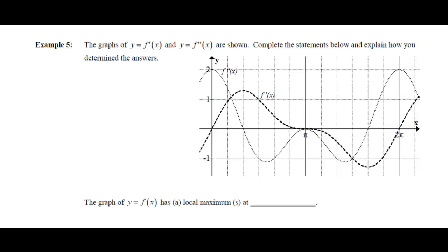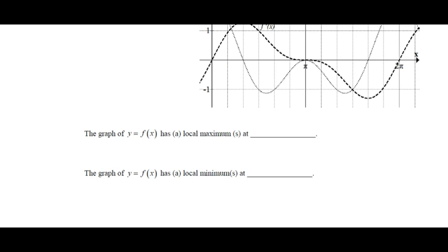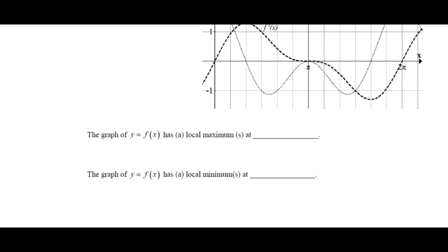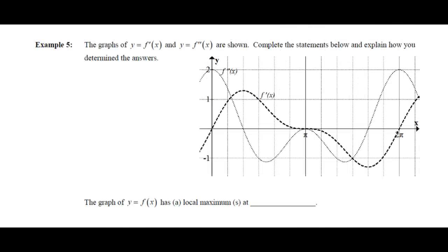So the graphs of f prime of x and f double prime of x are shown. Complete the statements below and explain how you determined the answers. We're looking for local max and mins, so what do we want to start off by finding? Where's the f prime of x? Did I move something? Yeah, you're right.